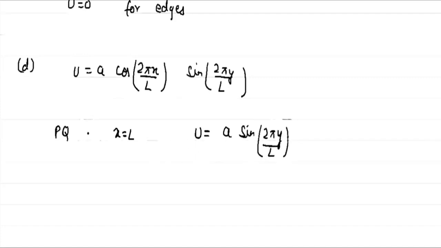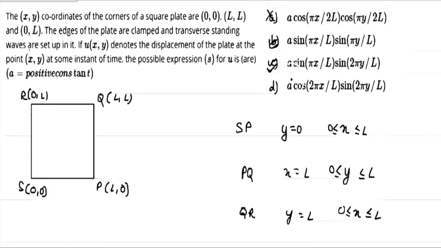Now this value would again not be 0. So u would not be 0 for our surface PQ. That means we can say that our D would be an incorrect option. So the correct options would be our B option and the C option. So I hope you have understood the solution.